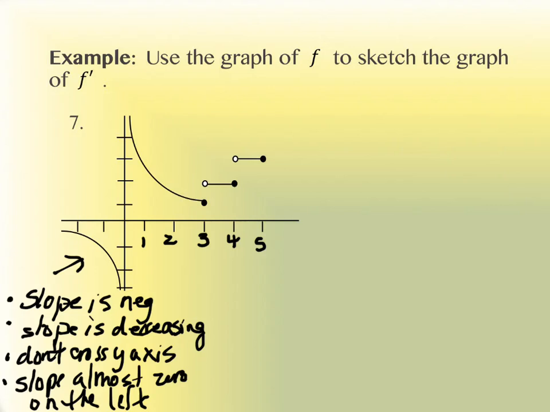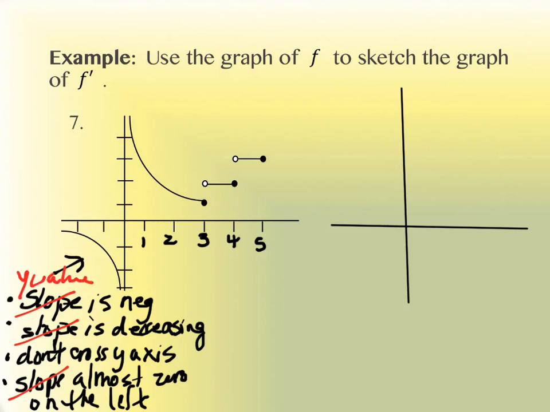Okay, so I'm going to do these as we go and see if that will work for us. So as we go then, on the far left, what will the graph look like? Well, I need a y value that does these things. I need a y value that's negative, a y value that's decreasing, and a y value that's almost 0 on the left. What's it going to look like? It's going to look the same, yeah.